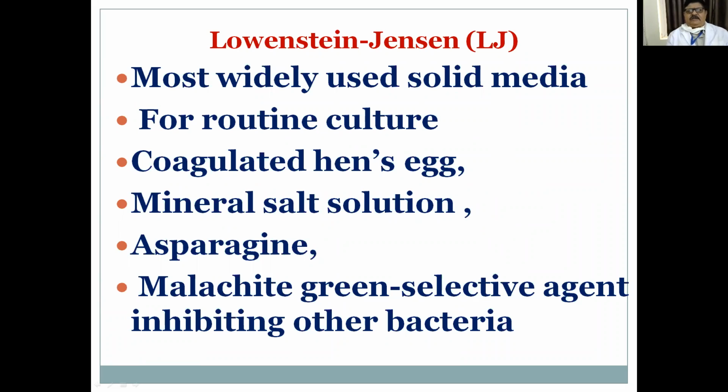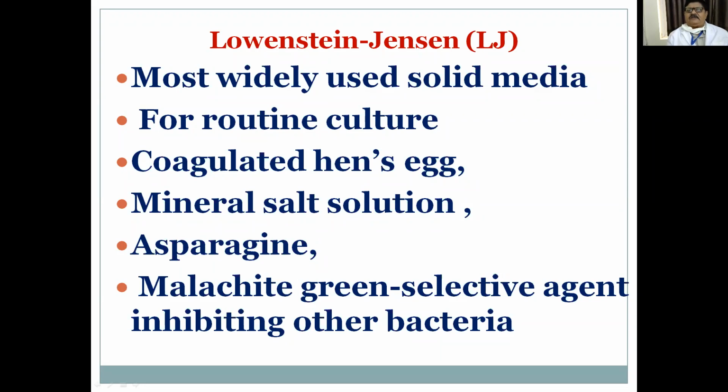The most commonly known used medium is Lowenstein-Jensen. Please write the spellings carefully. Though you pronounce it as LJ medium, please remember that it is Lowenstein-Jensen medium. The most widely used protein culture contains coagulated hen's egg. Why this coagulated hen's egg? Okay, the nutrition part is fine, but it is used as a solidifying agent.